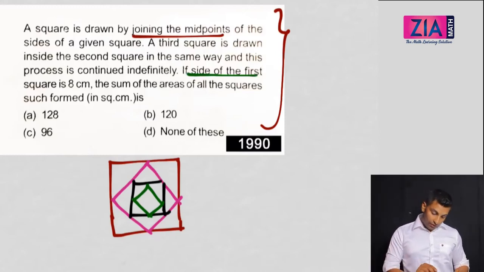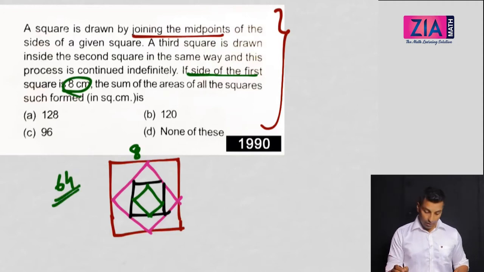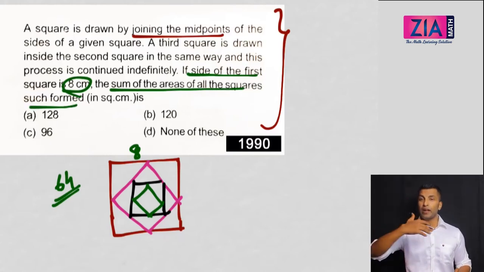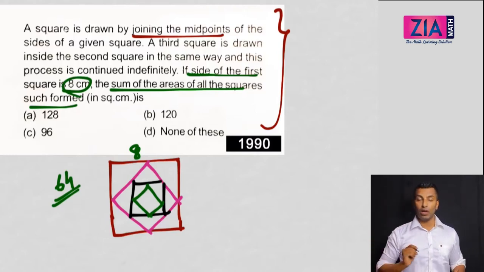Now if the side of the first square is given as 8, obviously we get the area of the outer square as 64. What you need to find is the sum of the areas of all such squares formed. So an infinite number of squares is formed, and you need to find the sum of all the squares. Obviously the first one is 64, and you need to add the second, third, fourth, fifth and everything. That's the idea. Now how will you solve this question?